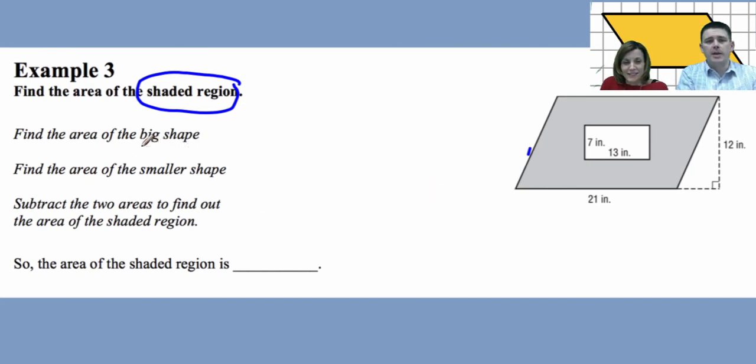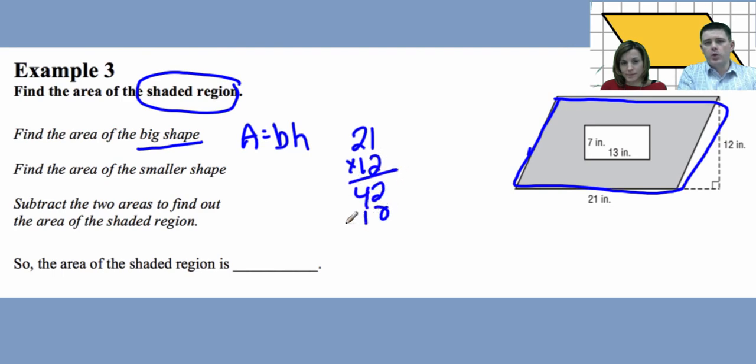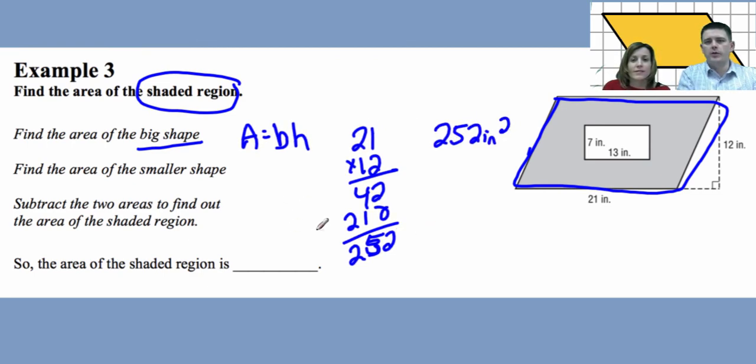So we have 3 steps to it. First, find the area of the big shape. So our big shape here is our parallelogram. Hopefully you haven't already forgotten how to find the area of a parallelogram since you've just spent the last 10 minutes doing it. Base times height, so 21 times 12. Do some quick math. Hopefully I didn't mess it up. No, you didn't. You're good. 5. Oh, 5. That's what I meant there. Okay. So I got 252 inches squared for the parallelogram.